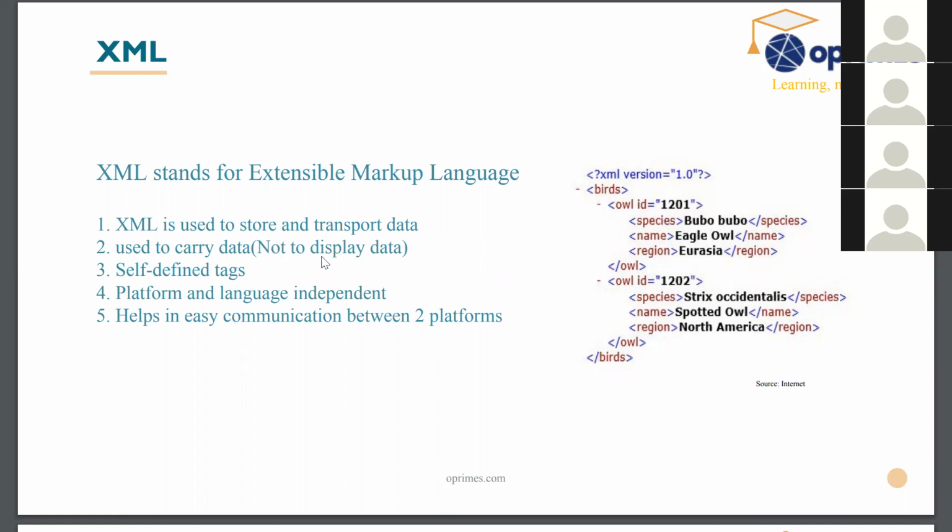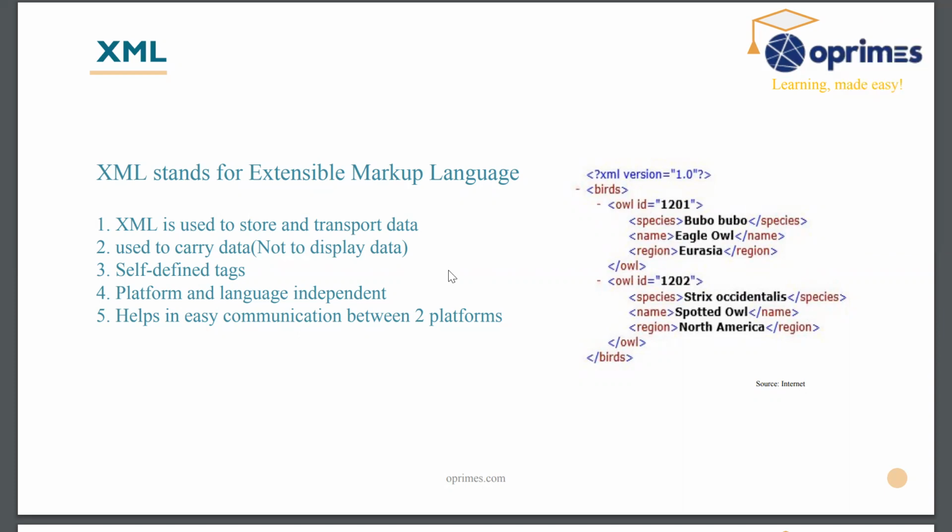XML is supposed to carry and transfer the data. As I said, it uses self-defined tags. In HTML, they have their own set of tags that have to be mandatorily used. In case of XML, we can define our own tags, self-defined tags, and use them. Platform and language independent means XML can be developed irrespective of language.